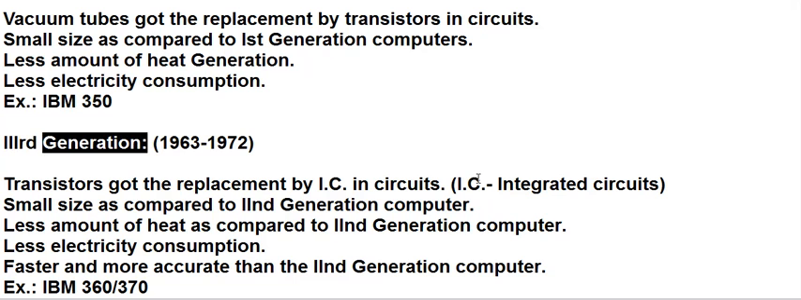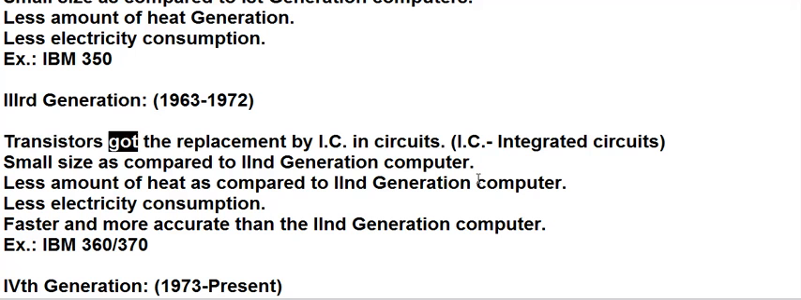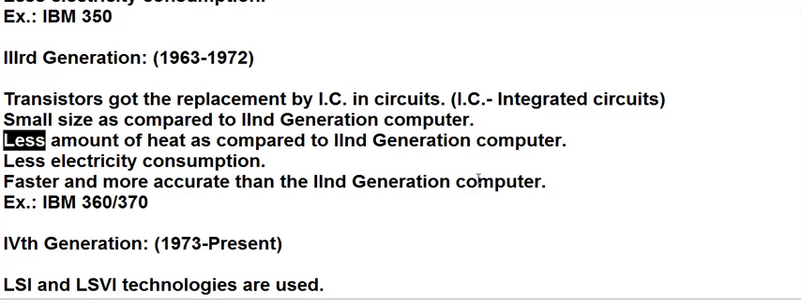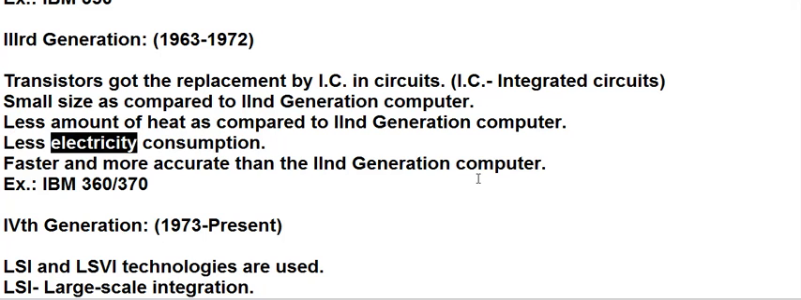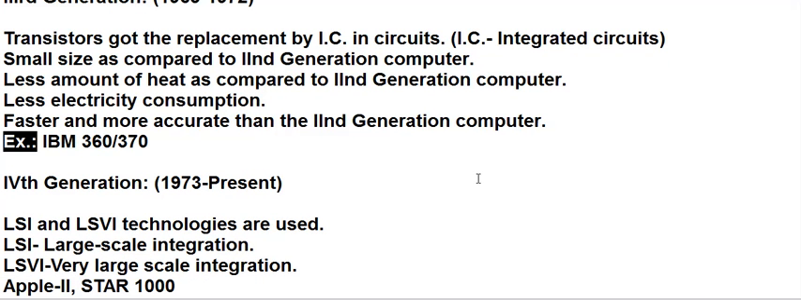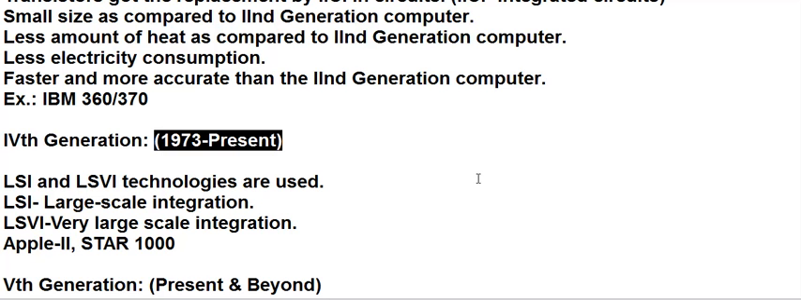Third generation, 1963 to 1972. Transistors got replaced by IC in circuits. IC, integrated circuits, small size as compared to second generation computers. Less amount of heat as compared to second generation computers. Less electricity consumption. Faster and more accurate than the second generation computers. Example: IBM 360/370.